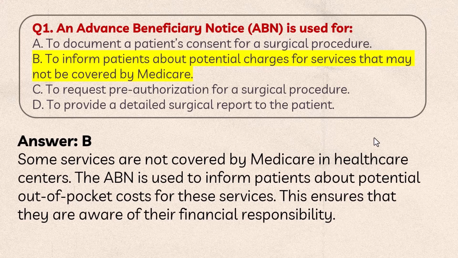Some services are not covered by Medicare in healthcare centers. The ABN is used to inform patients about potential out-of-pocket costs for these services. This ensures that they are aware of their financial responsibility. So the correct answer is B. The ABN is used to inform patients about the potential charges for services that may not be covered by Medicare.